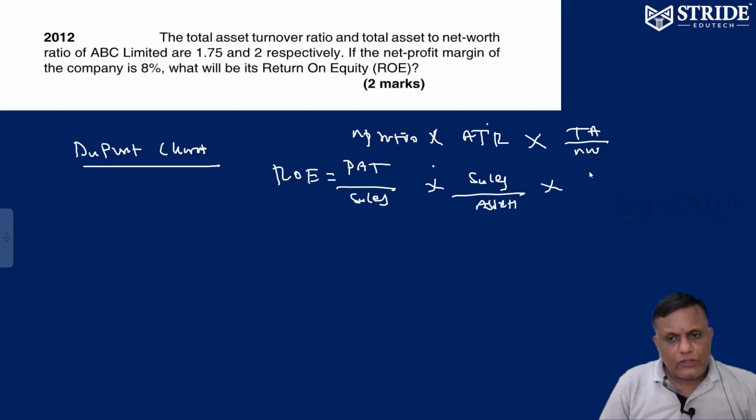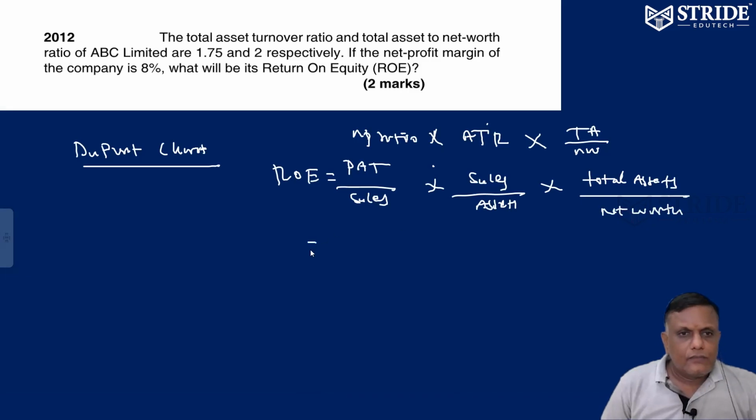That's it. Total asset ratio. So total asset by net worth. That's it. Let's see one by one.